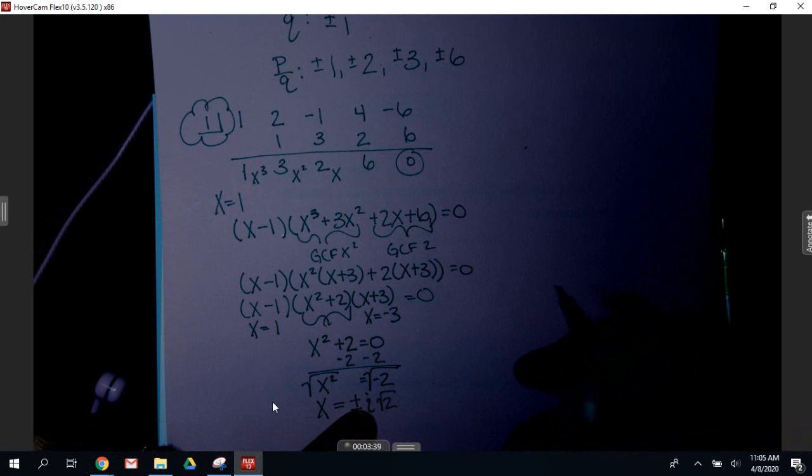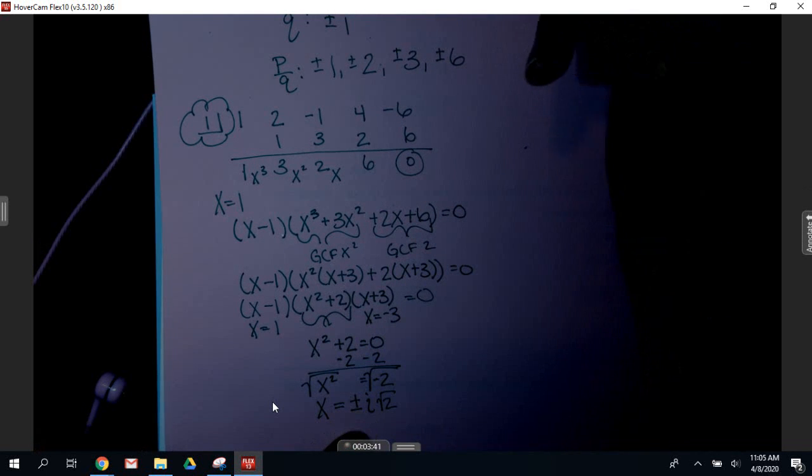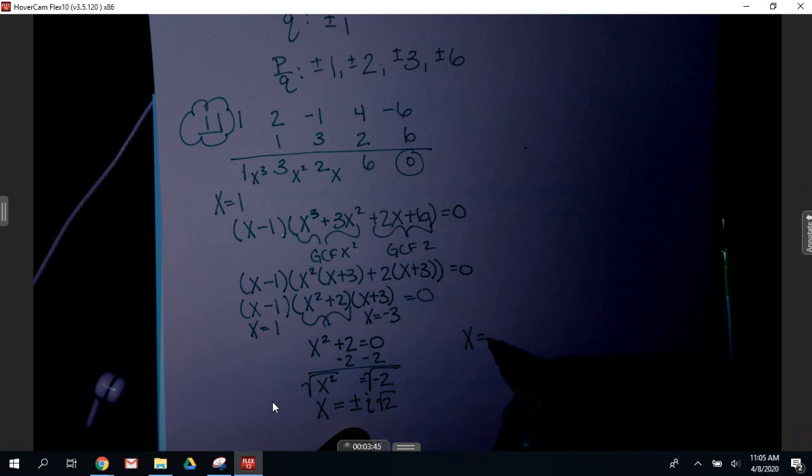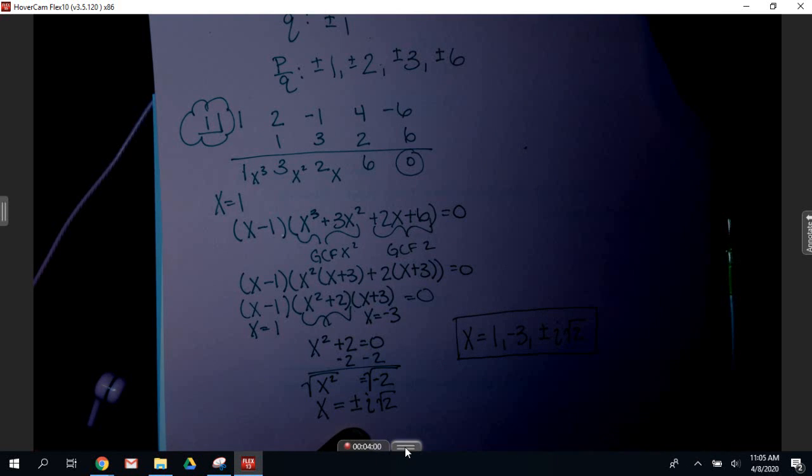So since this is a 4th degree polynomial, we have 4 answers. We have x equals 1, -3, and then plus or minus i times the square root of 2. So 1, 2, 3, 4. Alright, so that is it for this example.